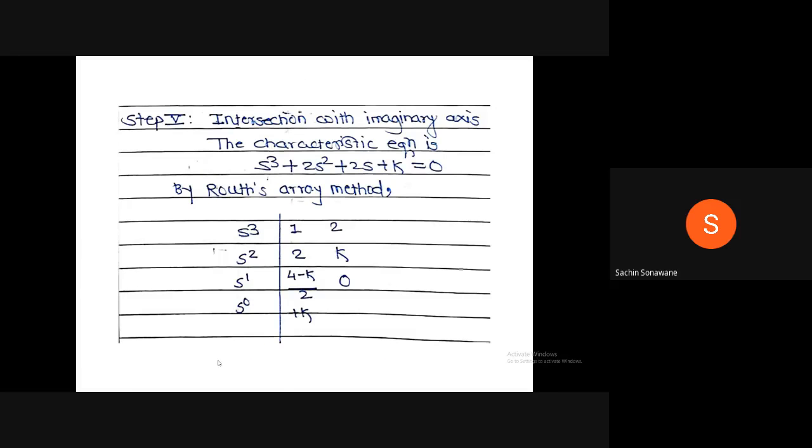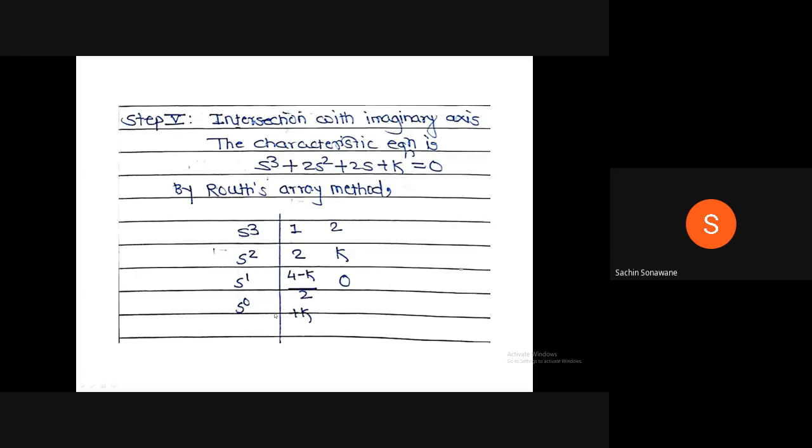Now, intersection with imaginary axis. The characteristic equation is s cube plus 2s square plus 2s plus K is equal to 0. Therefore, by Routh-Hurwitz method, s cube, s square, s raised to 1, s raised to 0. In front of s cube, we write 1 and the coefficient of s, that is 2. In front of s square, we write the coefficient of s square, 2, and K. And how to obtain the value here? 2 into 2 minus K into 1 divided by 2, 0. And s raised to 0, K.